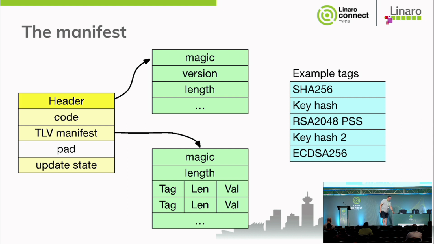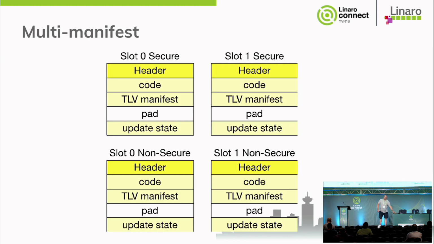So when we have multiple images, we end up with multiple manifests. Slot 0 secure has a header, code, TLV manifest, pad, update state. Slot 1 secure has header, code, TLV, pad, update state. Then we have slot 0, which is non-secure. I think I should have rotated that. Slot 0 is on the left, slot 1 is on the right. But each one of them has its own manifest that describes the contents and has a key for it.